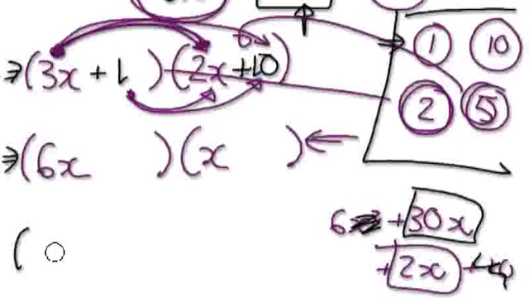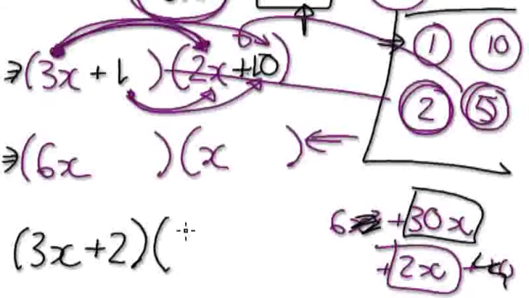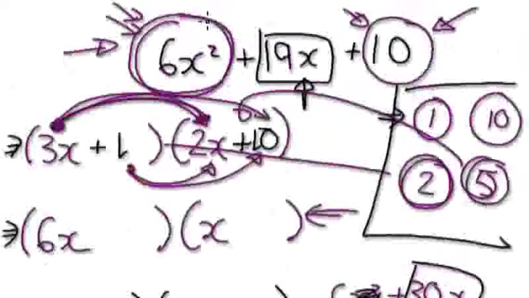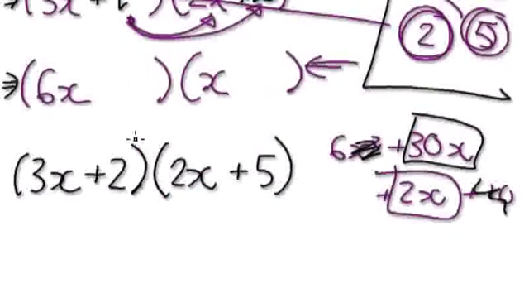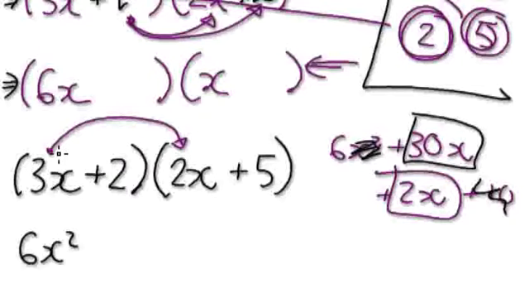This would be 3x. So 3x here, and then we're going to try a 2 and a 5 now. So plus 2. Okay, and then you got your 2x here, and then plus 5. Would this give us 19x? Okay, so let's try and multiply this out. This times this would give us 6x squared, which is what we wanted.